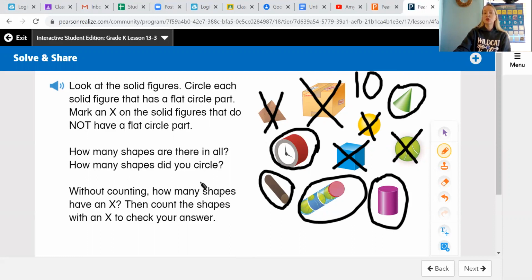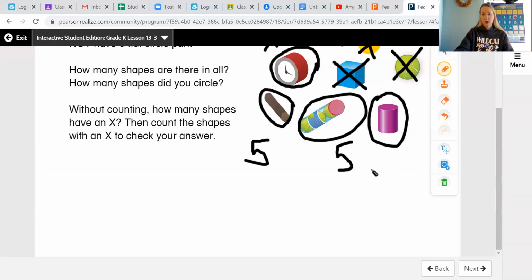How many shapes did you circle? Let's count how many we circled. 1, 2, 3, 4, 5. We circled 5. Now it says without counting, how many shapes have an X? So you just look and see if you can do it without counting. Now count the shapes to see if you were right. 1, 2, 3, 4, 5. Good job. So if you look, we had 5 shapes that we circled and 5 shapes that we marked an X on. All right, go ahead and flip your paper, do the hard flip.